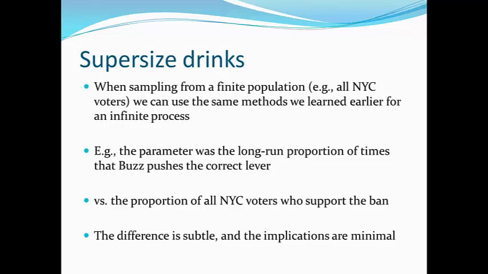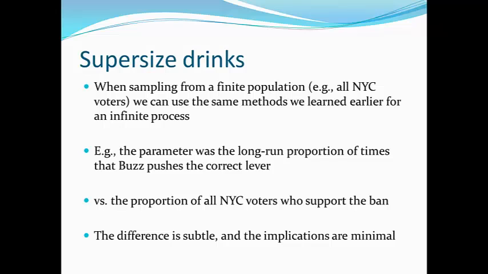For example, in the Doris and Buzz study, we consider the parameter there to be the long-run proportion of times that Buzz pushes the correct lever. This is a sample, 16 observations, from an infinite process. Doris and Buzz could sort of go on pushing levers forever.